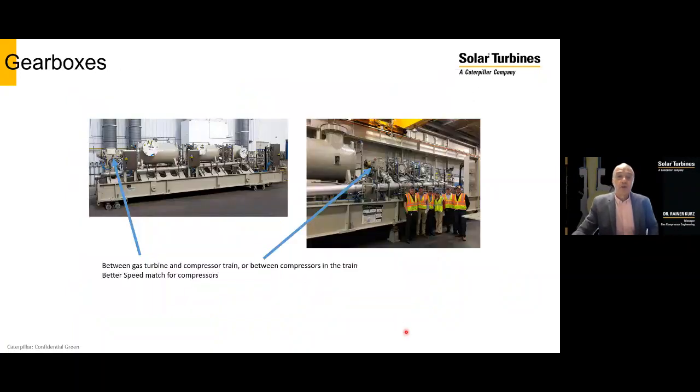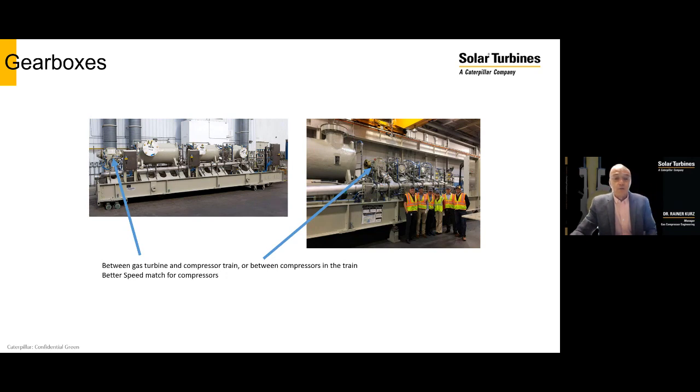I mentioned gearboxes a few times. They can be either between the driver and the train, but they can also be between, let's say, the first compressor and the second compressor, or the second compressor and the third compressor. And the gearboxes, in that sense, give you the opportunity to adapt the aerodynamics of the compressor better to the gas flows that you want to deal with in the individual sections.